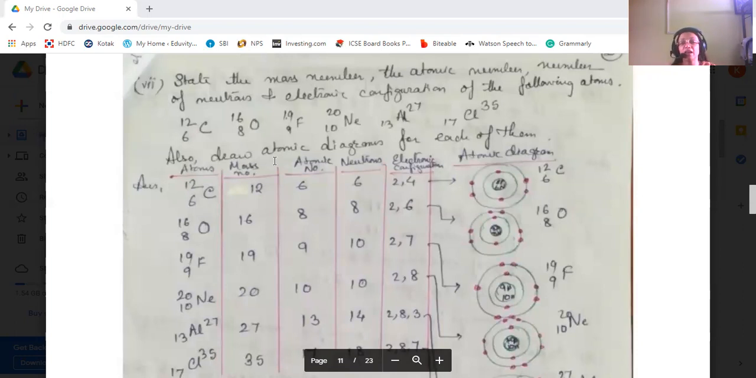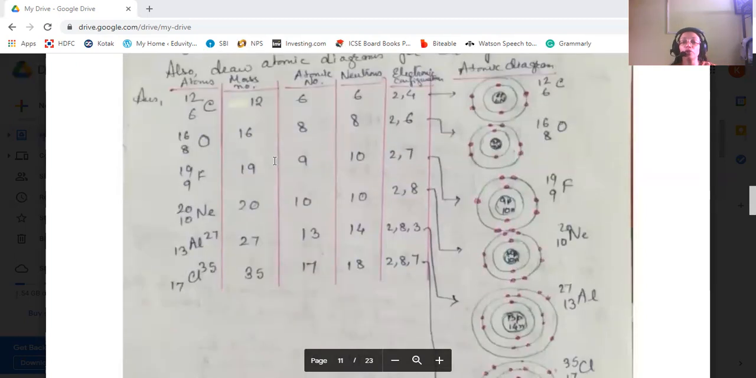Then O 16, 8: mass number 16, atomic number 8, neutrons 8. In the same way, neutrons is equal to mass number minus atomic number. Then electronic configuration 2, 6, that is 2 electrons in the first shell, and the second shell contains 6 electrons. Okay. Then we come to fluorine, F, which is 19 and 9. That means mass number is 19, atomic number 9, neutrons 10. Electronic configuration is 2, 7. That means 2 in the first shell, and in the second shell there are 7 electrons.